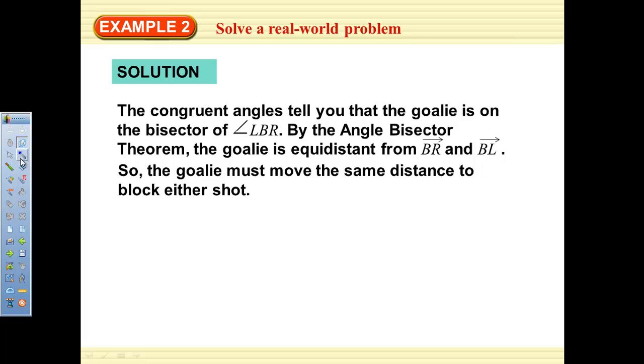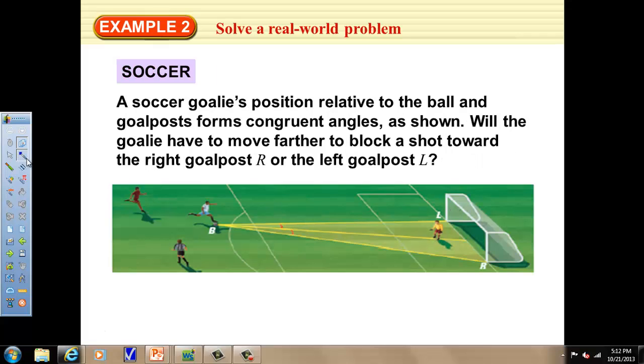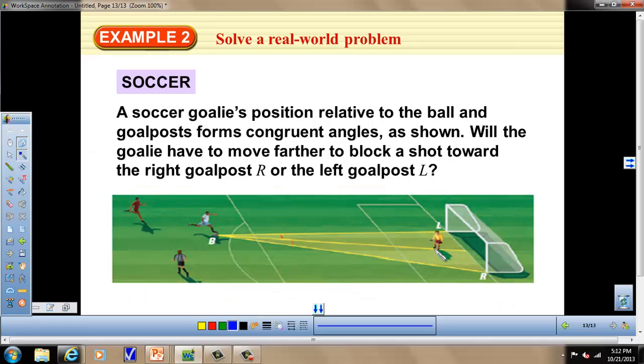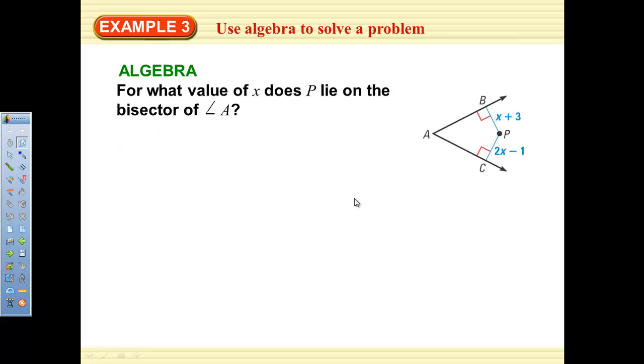So basically, since the goalie is right there, we can draw a line going this way so that it's perpendicular, and we can draw a line going this way so that it's perpendicular, and these two distances should be the same, therefore they would have to dive the same amount in either direction. Okay, so the same distance either way to block the shot.